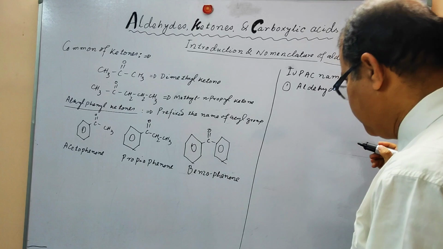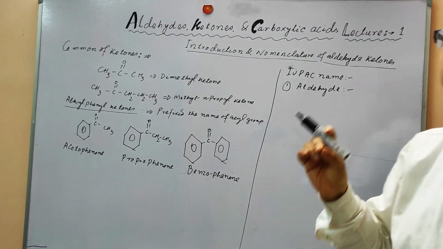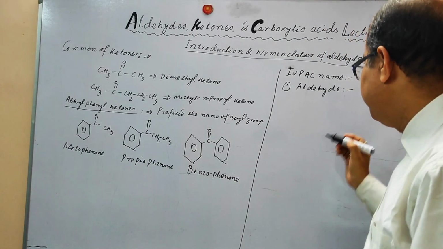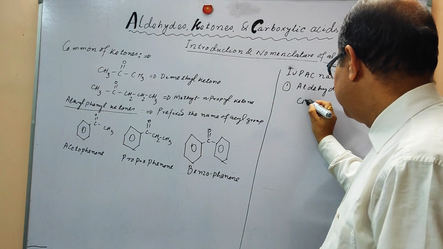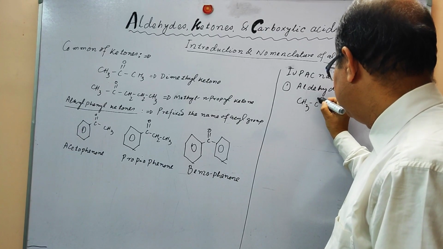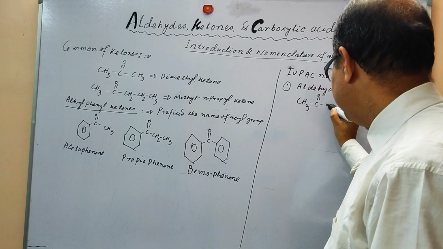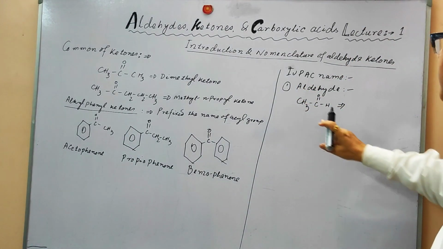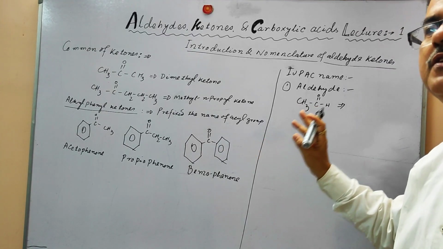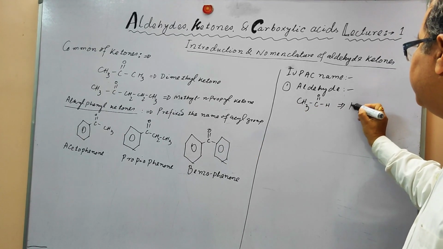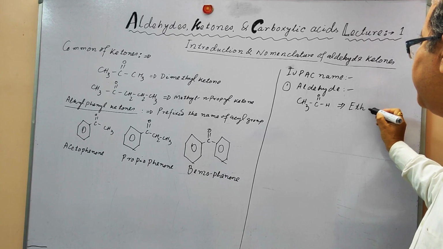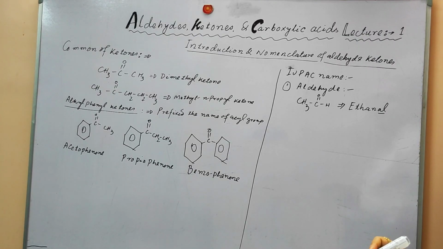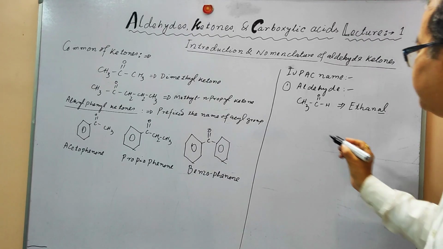It is basically derived from the name of the alkane from which this aldehyde has been prepared. As for example, this is the simple aldehyde. The alkane from which this aldehyde has been prepared has naturally 2 carbon atoms, which means ethane, and the ending E of ethane we have to replace by L. So the name of this aldehyde is ethanal, right?